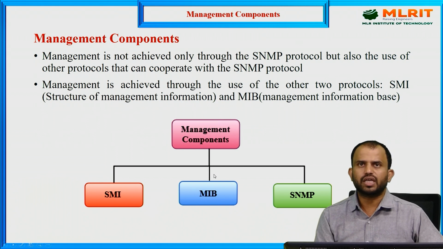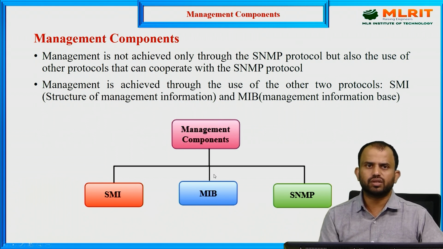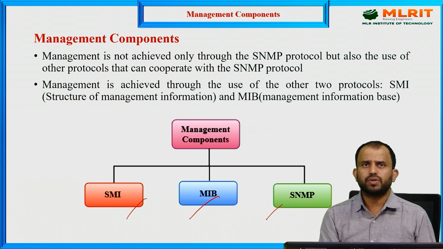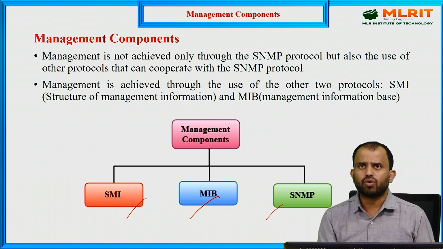So what are the management components? There are three things: SMI, MIB, and SNMP. Management is achieved by the SNMP protocol, which is used by other protocols, so that the many protocols in the network can cooperate with these network management protocols to access the many device processes in the network.